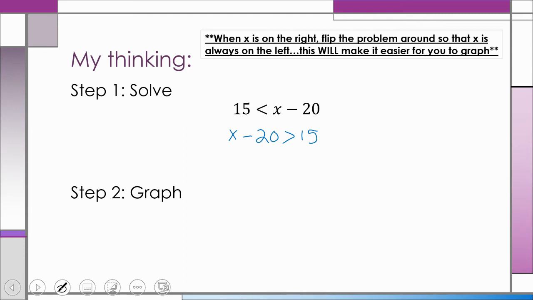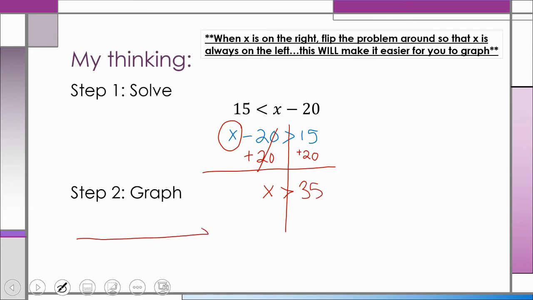So let me draw a line down the inequality. And now I need to get x by itself. So the opposite of negative 20 is positive 20. Okay, so negative 20 plus positive 20 is 0. So I'm left with x. And bring down that inequality, is greater than 15 plus 20 gives me 35. All right, now let me go ahead and graph it.